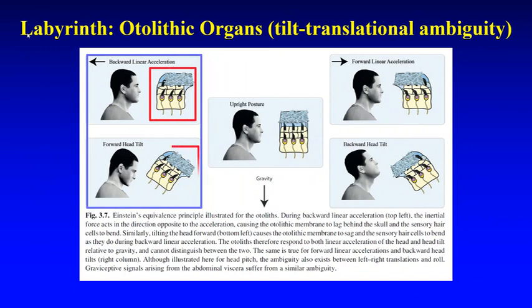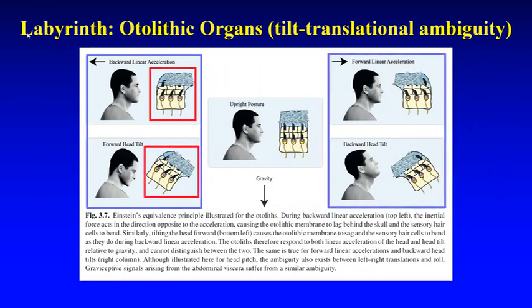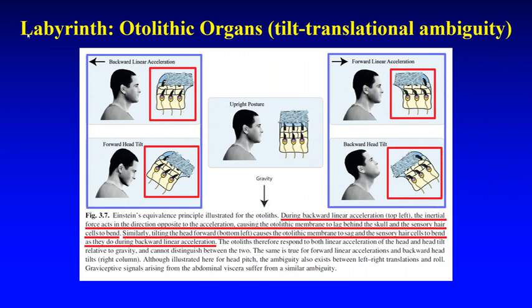Here it shows that during the backward linear acceleration, the top left, the inertial force acts in the direction opposite to the acceleration, causing the otolith membrane to lag behind the skull and sensory hair cells to bend. Similarly, tilting the head forward, the bottom left, causes the otolith membrane to sag and sensory hair cells to bend as they do during the backward linear acceleration.